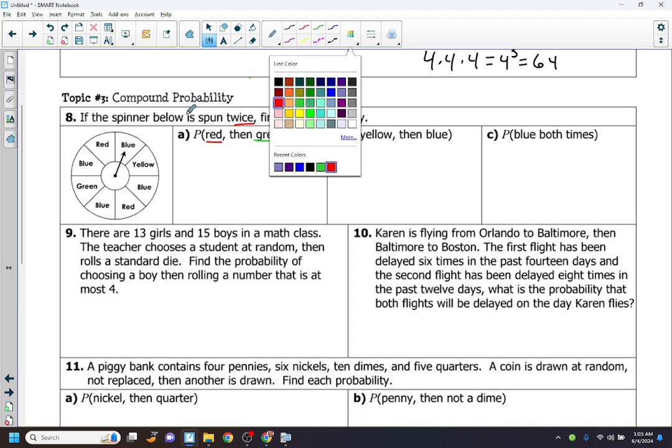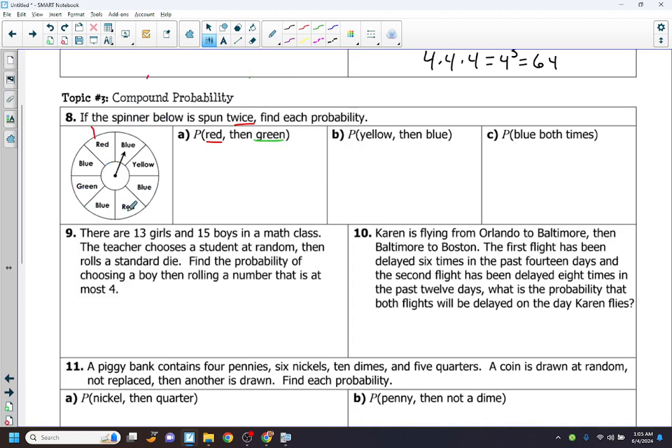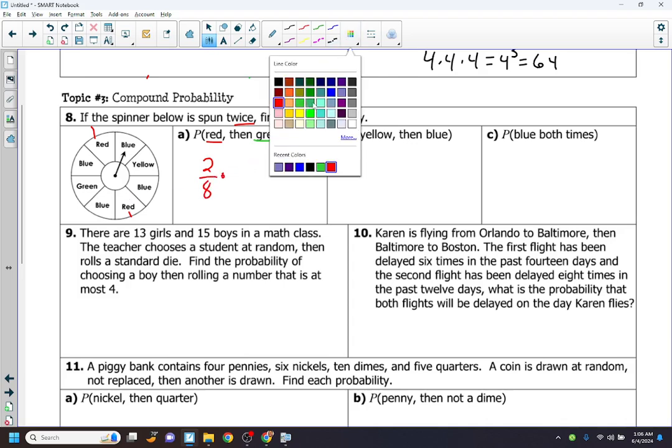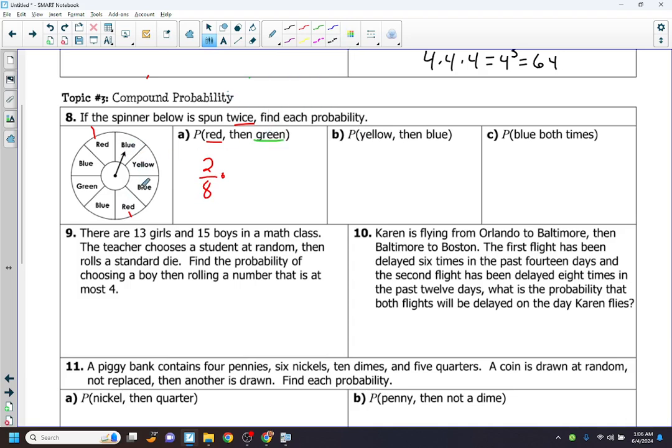Well, there are 2 reds on the spinner. So that's 2 over the number of sides on the spinner, which is 8, times the green, which is 1. There's only 1 green on the 8 sides, so 1 over 8. Which means it's going to be 2 times 1 over 8 times 8, 2 over 64, which simplifies to 1 over 32. Remember, you could use your calculator to simplify.